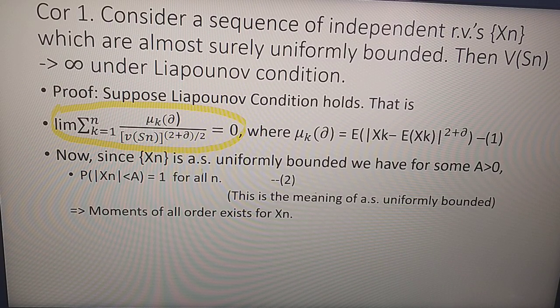Now since Xn is almost surely uniformly bounded, we have for some positive a, probability of |Xn| less than a is equal to 1 for all n. The meaning of uniformly bounded is this. First, uniformity is for all n, and almost sure means probability of |Xn| less than a is equal to 1. Combining together we call it almost surely uniformly bounded. So under that condition we have this equation number 2.